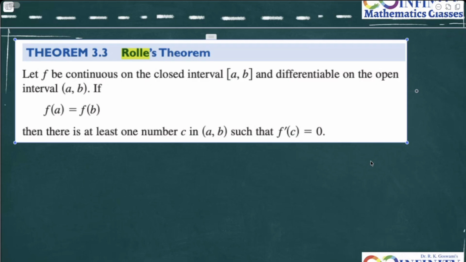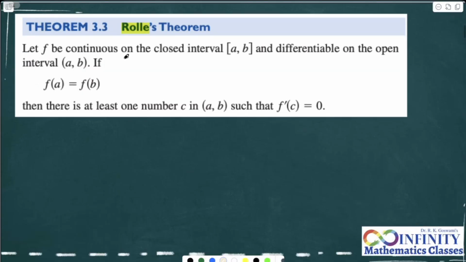What is the important ingredient for the statement? The important ingredients are there is a continuous function, a continuous function without any break. Simply, this continuous function is defined over the closed interval [a, b], and the function is differentiable over the open interval (a, b). So, an important statement this time.